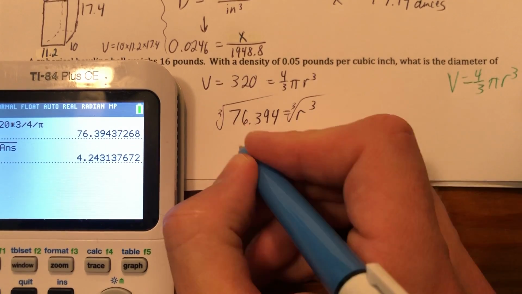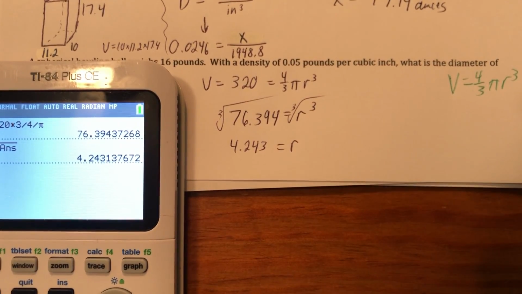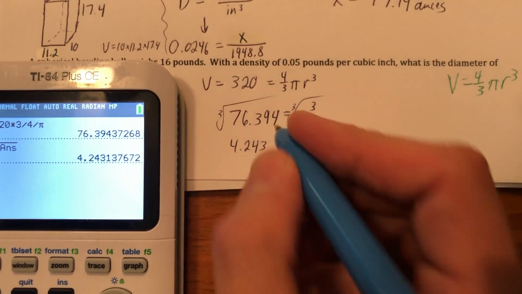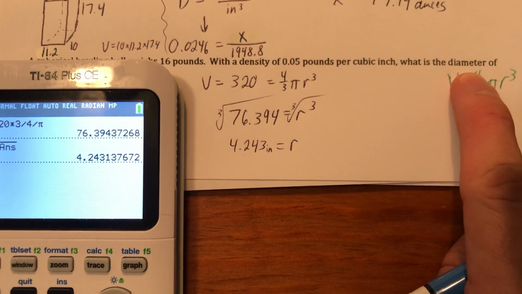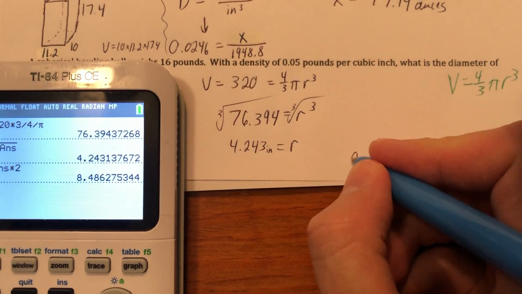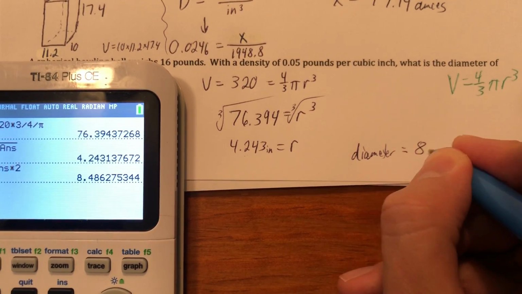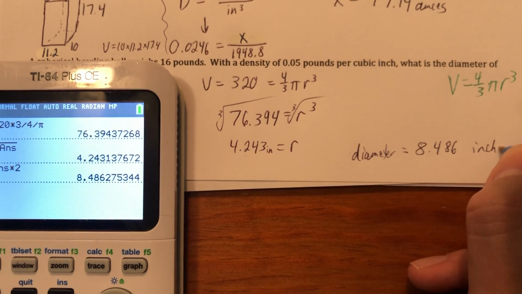So r equals 4.243, just because I feel like it. Okay, so the radius of this is 4.243 inches. Now we're almost done, because they said, what's the diameter? Well, if I know the radius and I want the diameter, I just multiply it by 2. So the diameter is 8.486 inches.